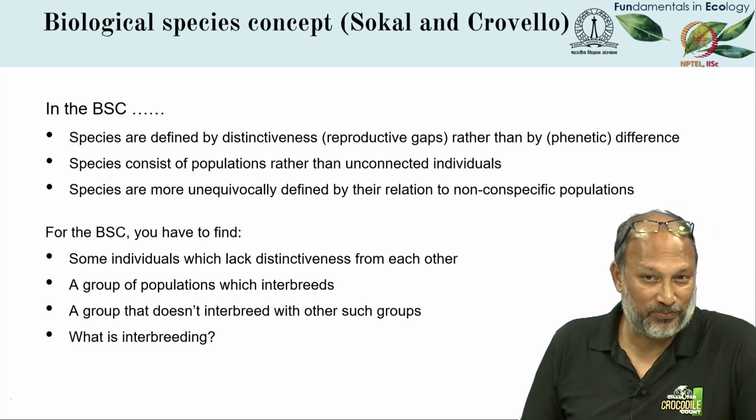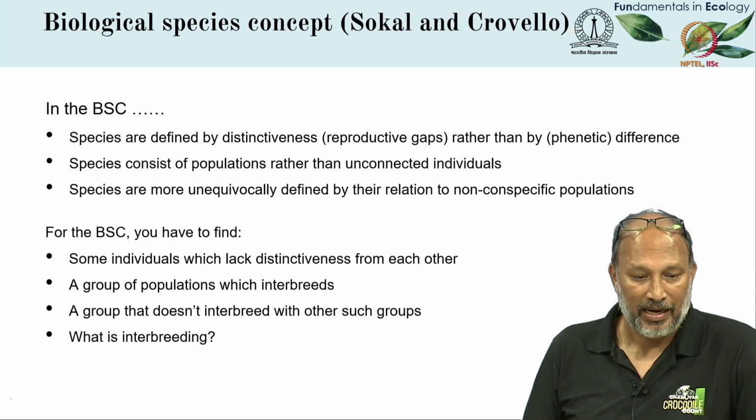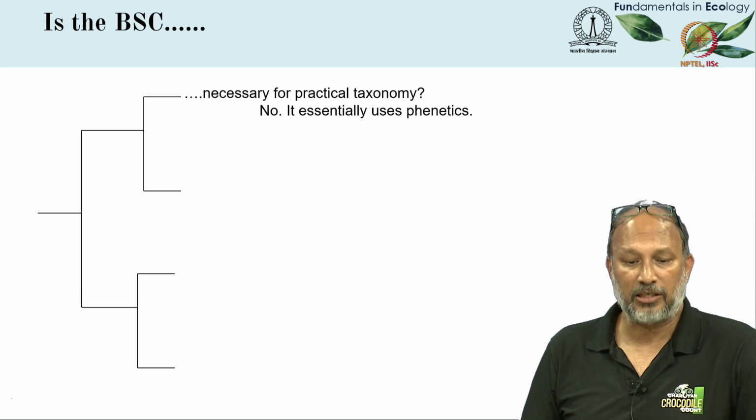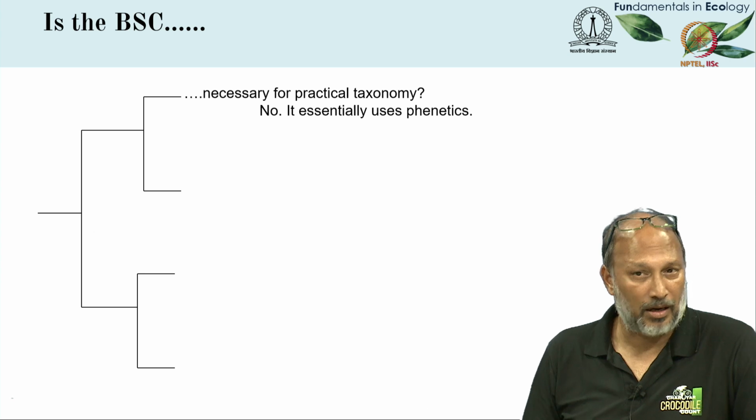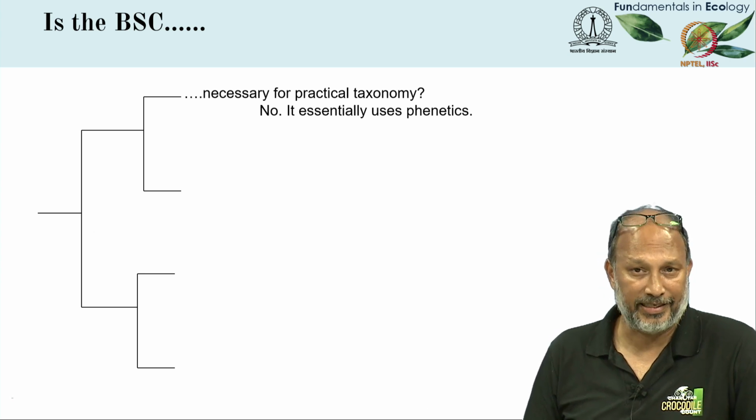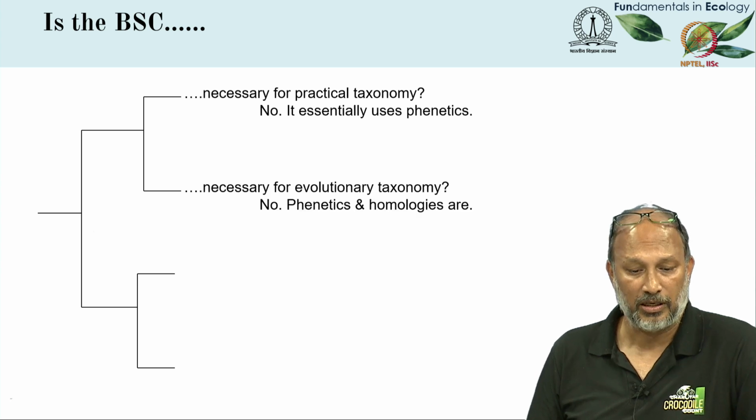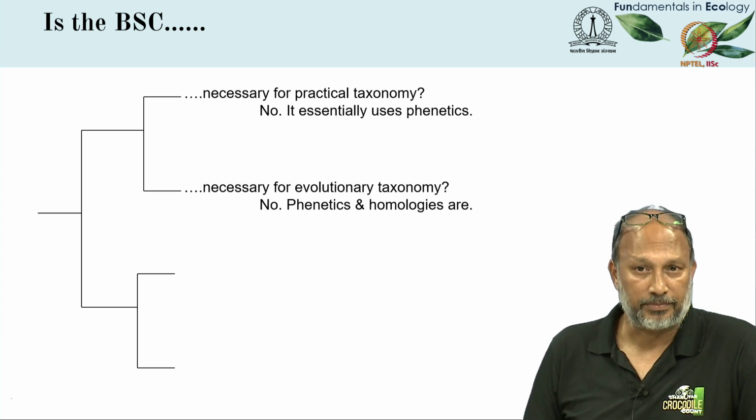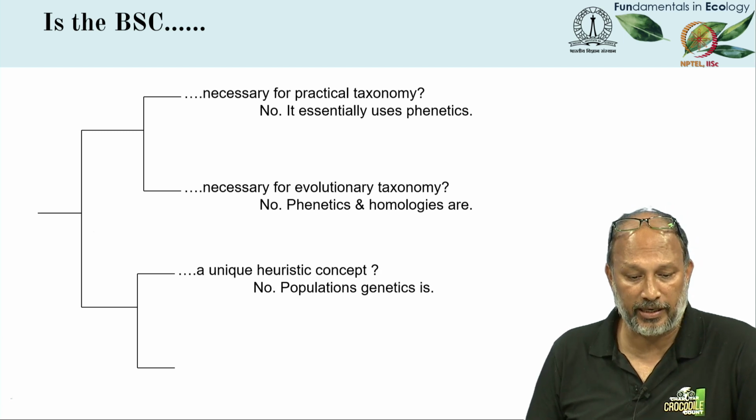And for this, in fact, you have to get back into the definition of what interbreeding itself is. And so then they asked, do we use the biological species concept for practical taxonomy? In the 1970s or the 60s, they did not. They used phonetics or morphological differences. Was the biological species concept used in evolutionary taxonomy? No, the idea of shared inherited characters was used in understanding evolutionary relationships.